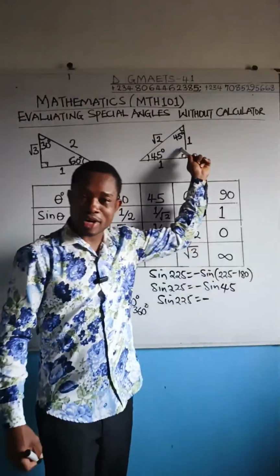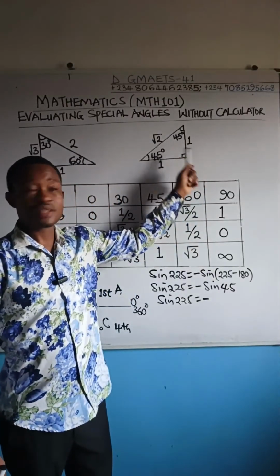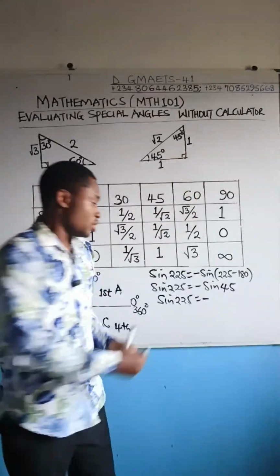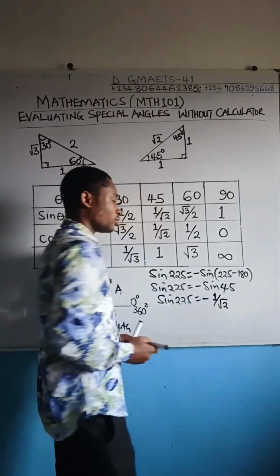You're using this right angle triangle now for evaluating 45 degrees, because that's going to be 1 over root 2. So this is going to be minus 1 divided by root 2.